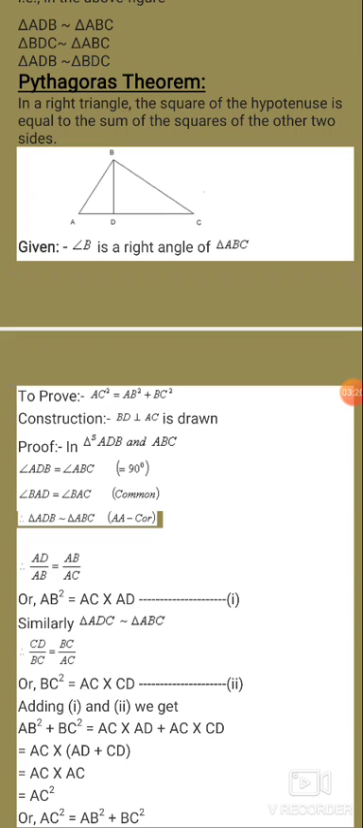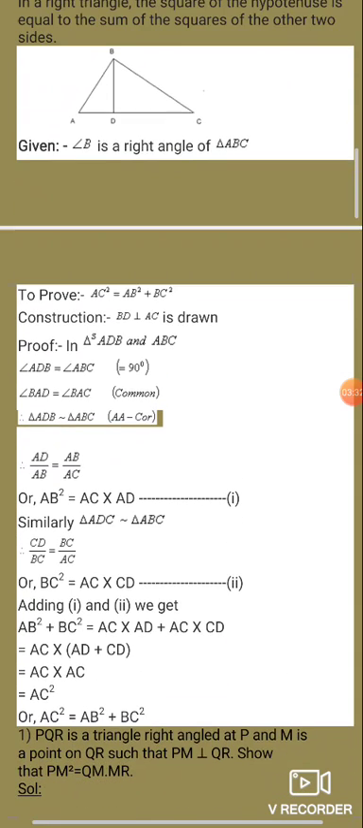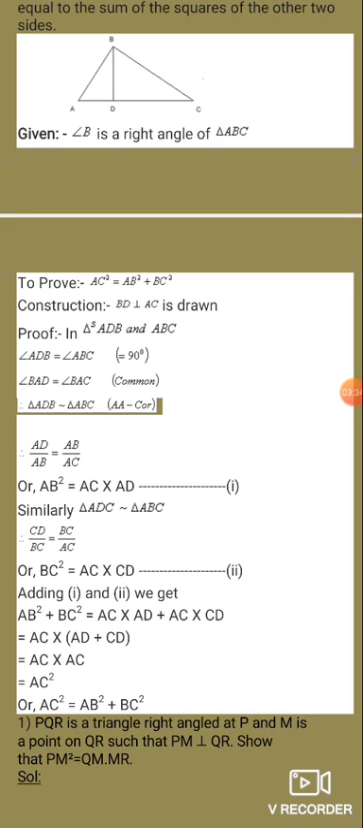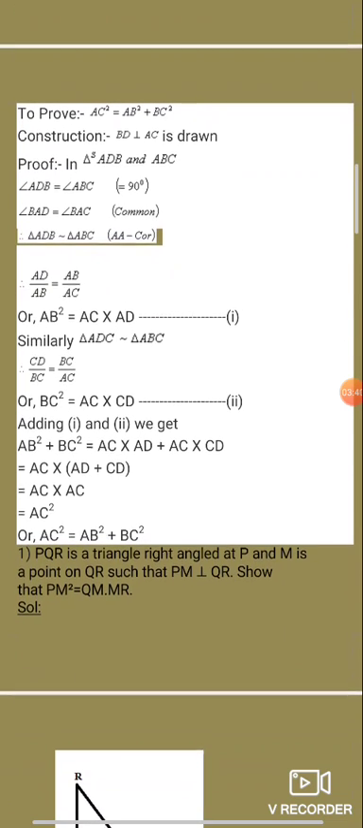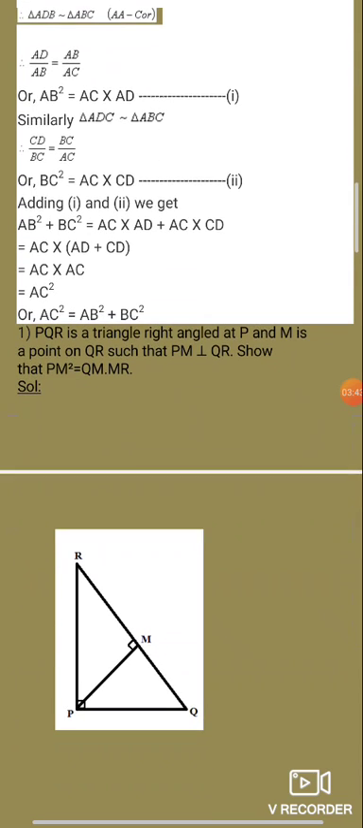Adding equation number 1 and equation number 2. That is AB square plus BC square is equal to what? AC into AD plus AC into CD. Now AC take it as a common. Remaining AD plus CD, which is equal to what? AC. So AC square is equal to AB square plus BC square.